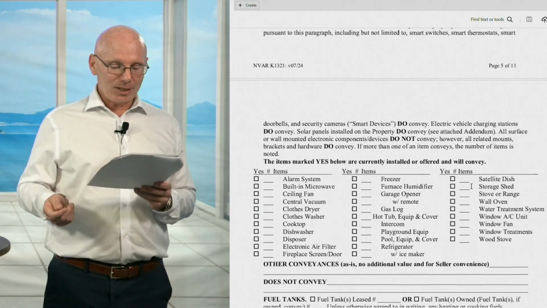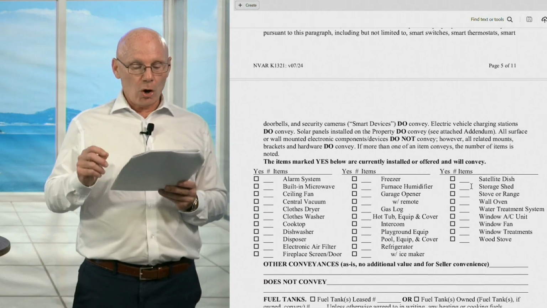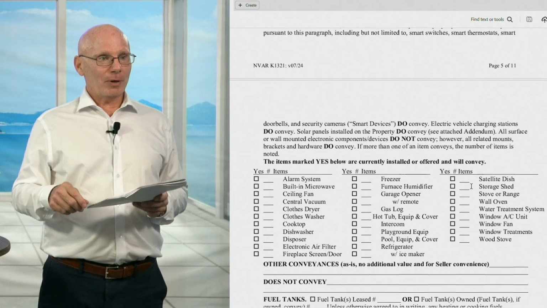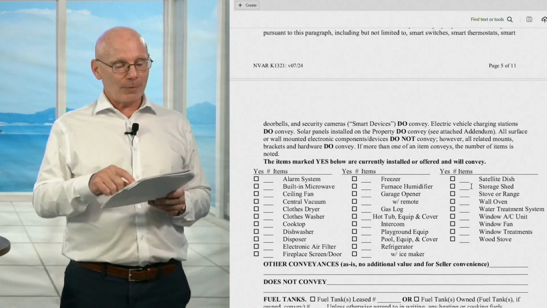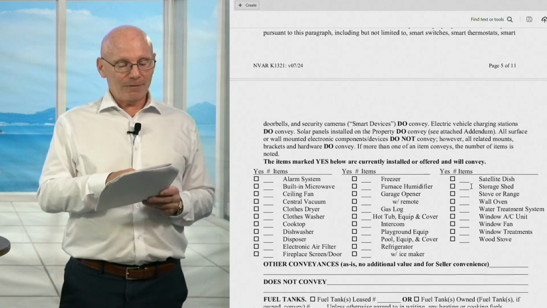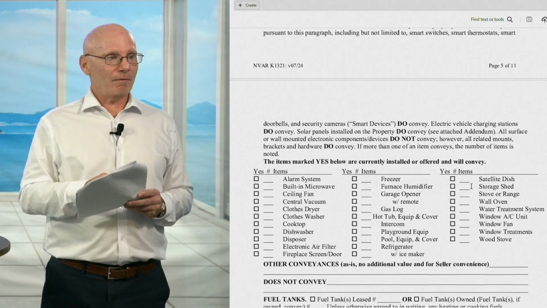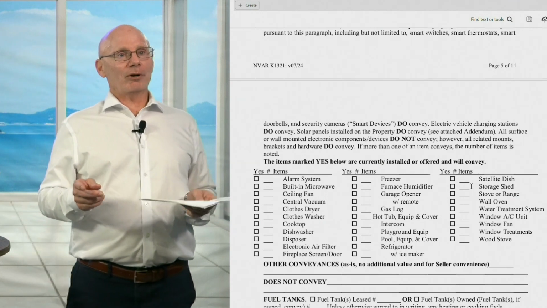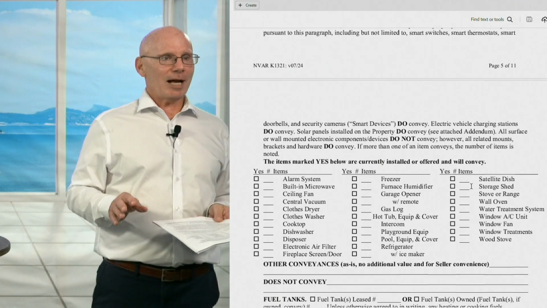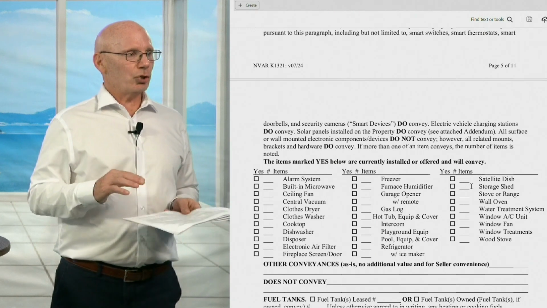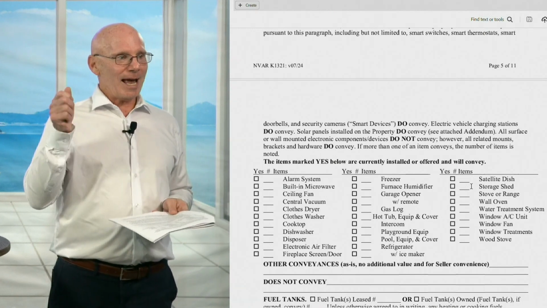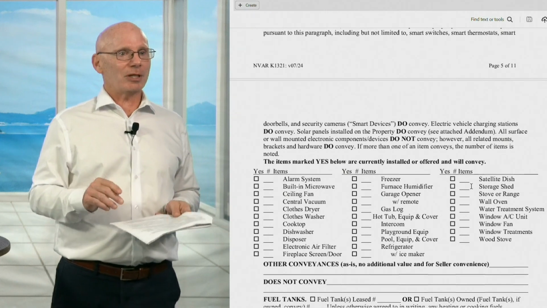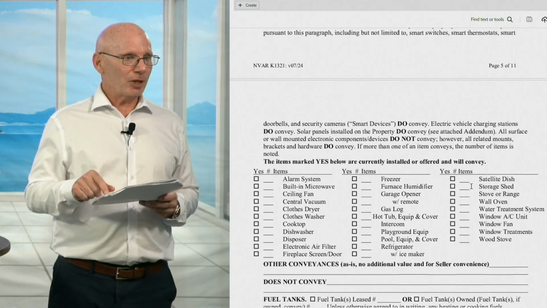And then any as-is items or no additional value items, like whatever is going to convey with the property that has no additional value to the property, you would write those in there. And then if you have items that do not convey, like a recent listing I had, the entertainment center in the family room did not convey. It wasn't attached to the wall. We wrote it in as a do not convey item. And actually I put tags on the stuff inside the property so that everybody understood there were a couple items that did not convey, and we wrote them into the contract.